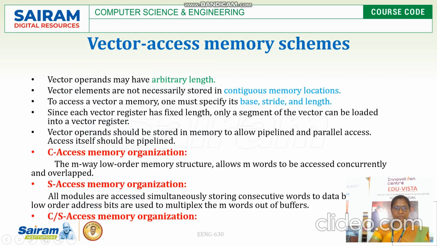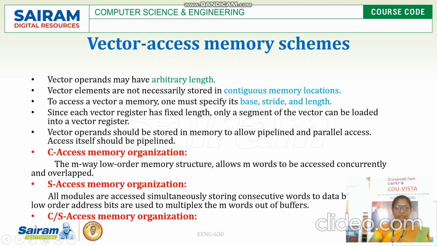And apart from this vector instruction, there are some memory access schemes followed in vector processing. What are those? Those come under 3 types of categories. We'll see first how these memory accesses are involved in vector processing.